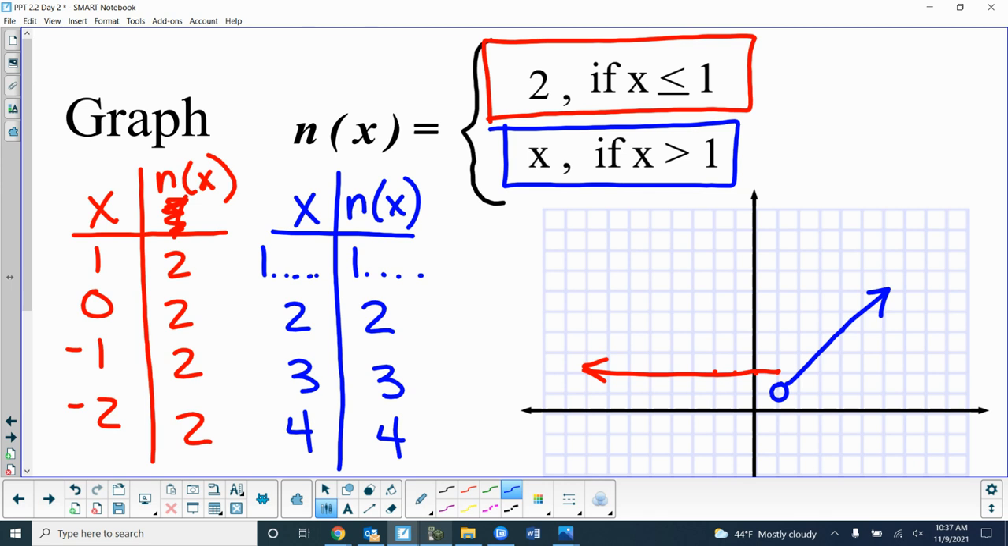Here, anything past 1, it's whatever you say it is. All right? So 2.5, the answer is 2.5. 6, the answer is 6. Okay?